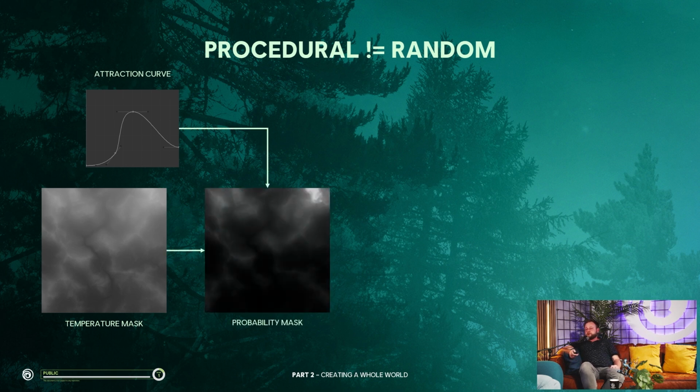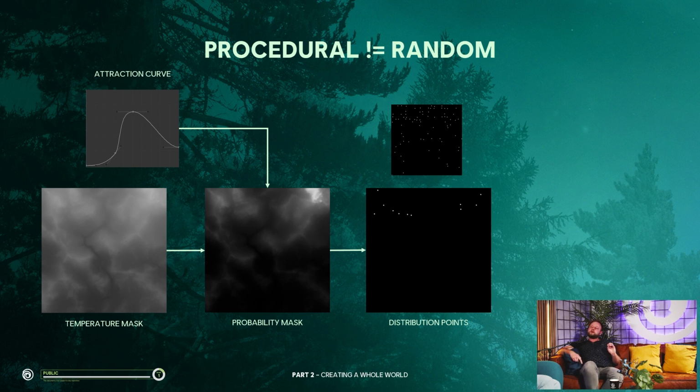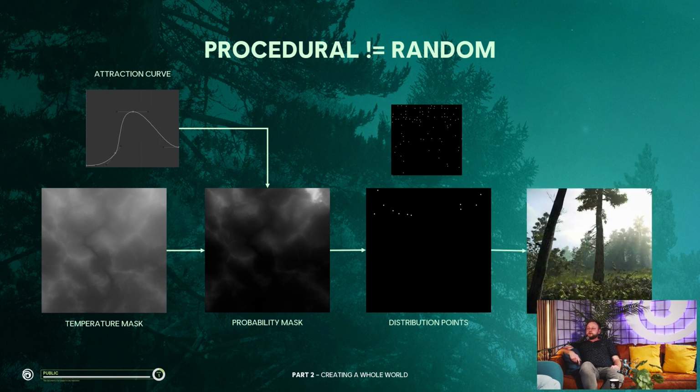So that way you modify your temperature with your curve and you get your probability mask, and you use that one to calculate the distribution points. And as you can see, the previous mask was filled with points, and this new one is only pushing points out which are specifically in the colder areas, so in the northern part of the region. And then you continue with your object placement.